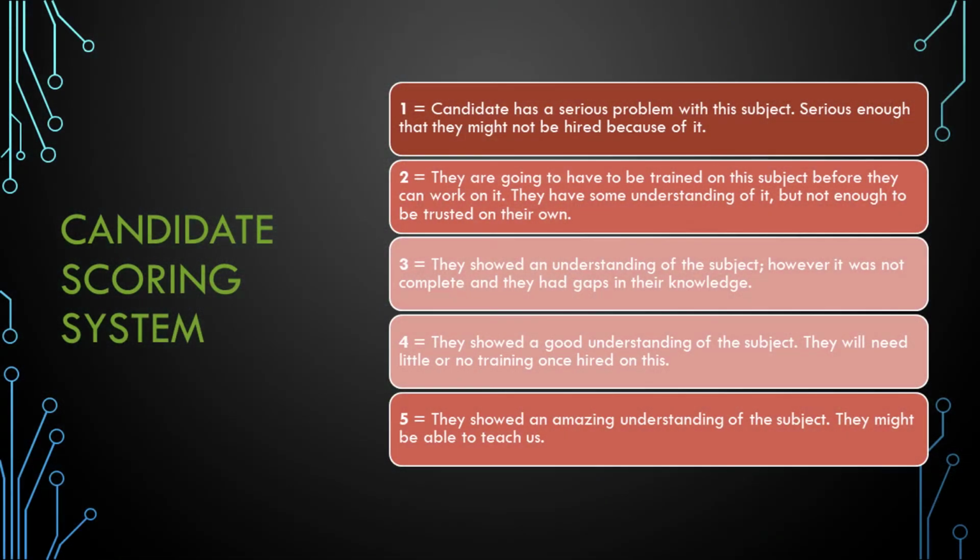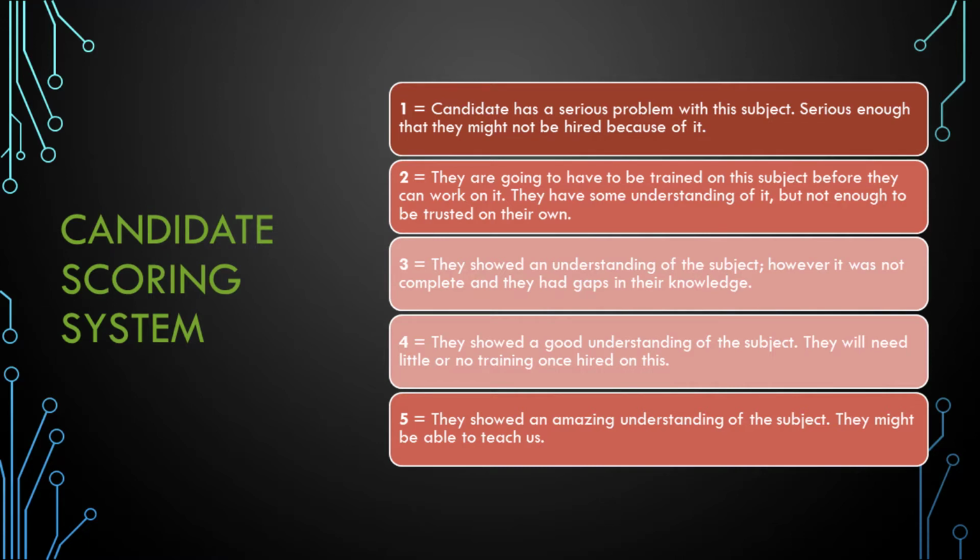Here's the scale system that I use. 1 means the candidate has a serious problem with the subject, serious enough that they might not be hired because of it. A score of 2 means they are going to have to be trained on this subject before they can be left to work on it. They have some understanding of it, but not enough to be trusted on their own.